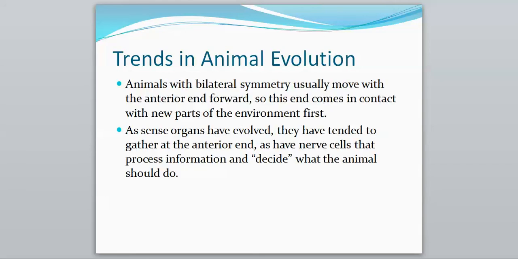So animals with bilateral symmetry usually move with the anterior end forward, so this end will come into contact with new parts of the environment first. And that makes sense. We don't see any animals really walking backwards or anything like that. The head is usually always leading the way in complex animals. And as sense organs have evolved, they have tended to gather at the anterior end, again anterior being the front, as have nerve cells that produce information and decide what the animal should do. So over time, evolution has occurred to move all of the sense organs, all the cephalization, all the brains, if you will, towards the front end of the animal, the anterior end.